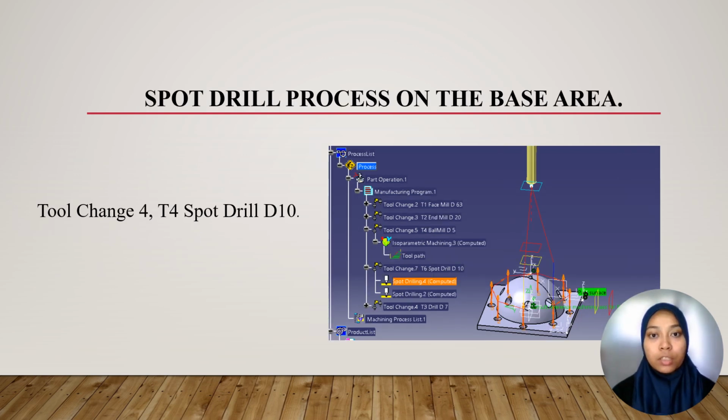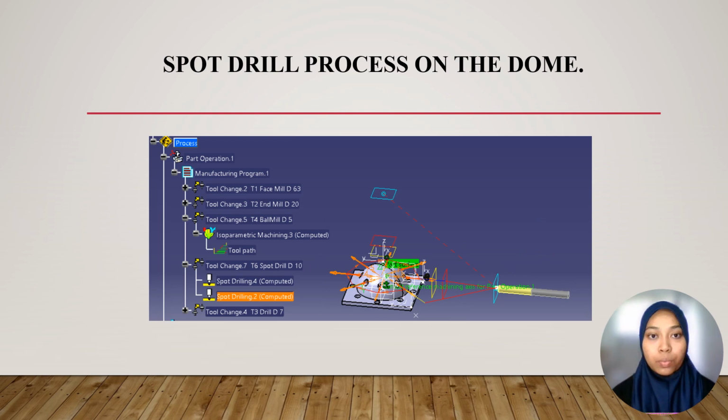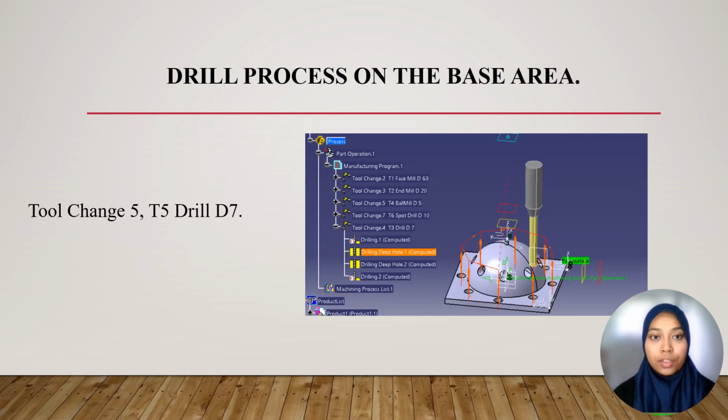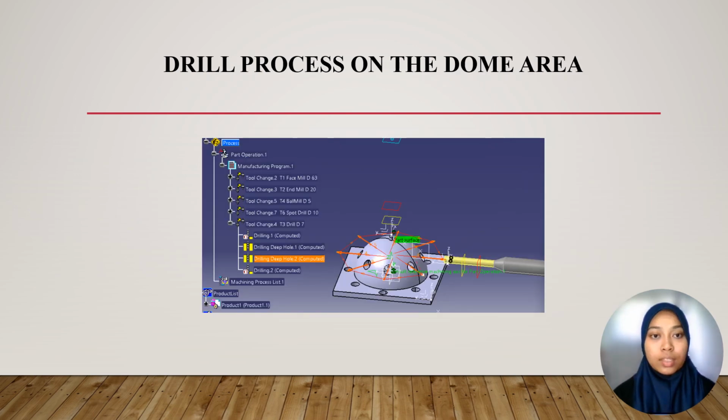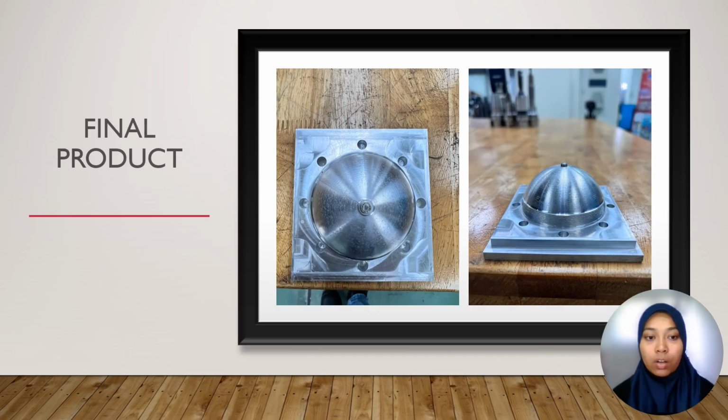Next is the spot drill process on the base area. We use tool number 4, which is a spot drill diameter 10. For the spot drill process on the dome, we use the same tool, which is diameter 10. After that, the drill process on the base area. We use tool change number 5, which is a drill diameter 7. We also use the same tool in the drill process on the dome area, which is diameter 7. After finishing all the processes, this is the final result of our project.